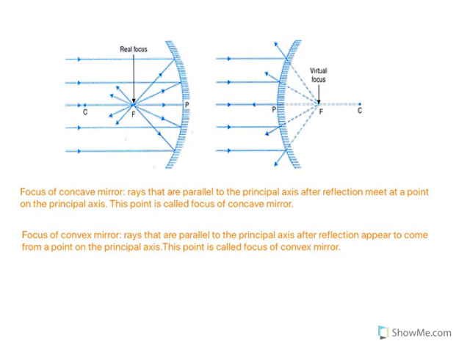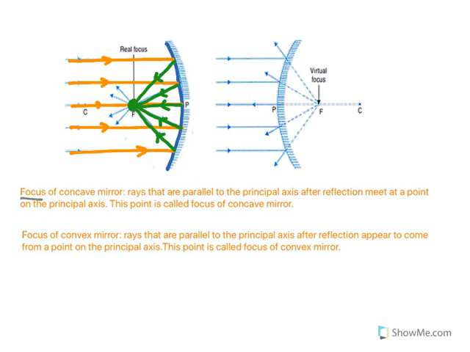Now for a concave mirror, here we have a concave mirror curved inwards, and rays that come parallel, all these rays are coming parallel to the mirror, parallel to the principal axis. After reflection, they all appear to come or converge at one point, and this is called the focus of the mirror. So this point here where they all converge is called the focus of the mirror.